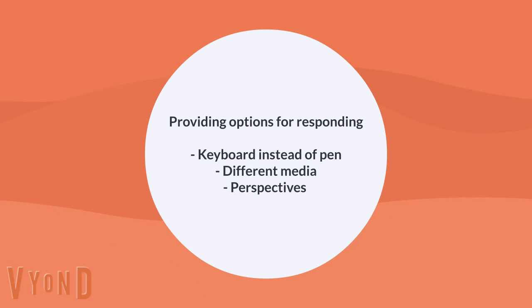Secondly, providing options for responding. For example, keyboard instead of pen to complete a writing assignment. Providing options for completing assignments using different media: text, speech, film, music. For example, looking at slavery in the 1800s, students can look at the experience of people who have no human rights. This allows different perspectives to be looked at, and also a contrast to modern day versions of slavery, such as child labour or child soldiers.